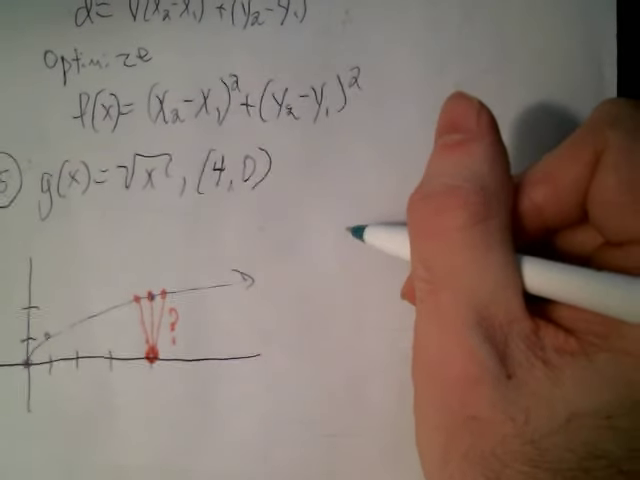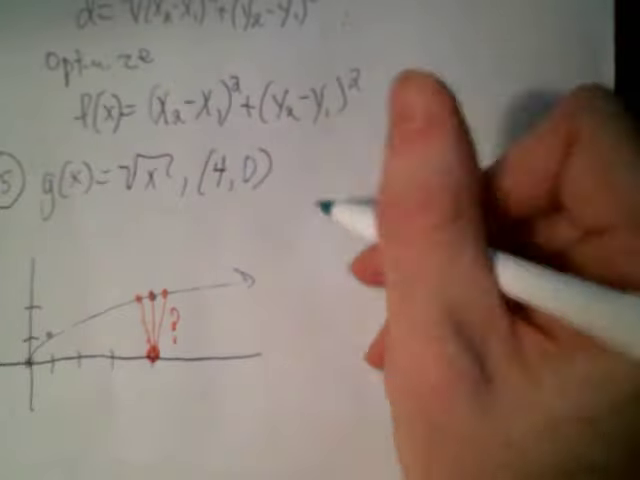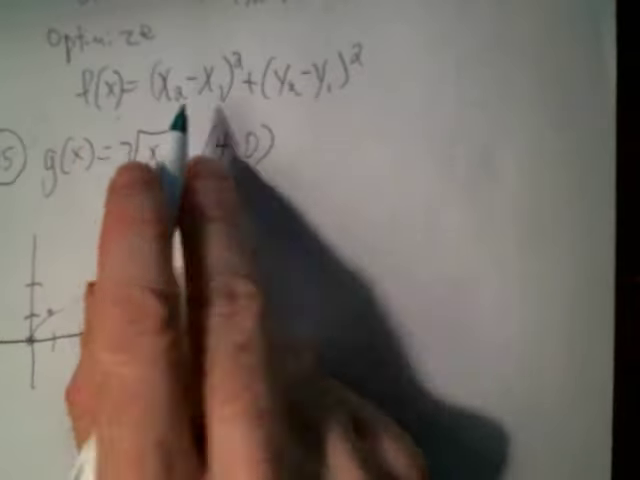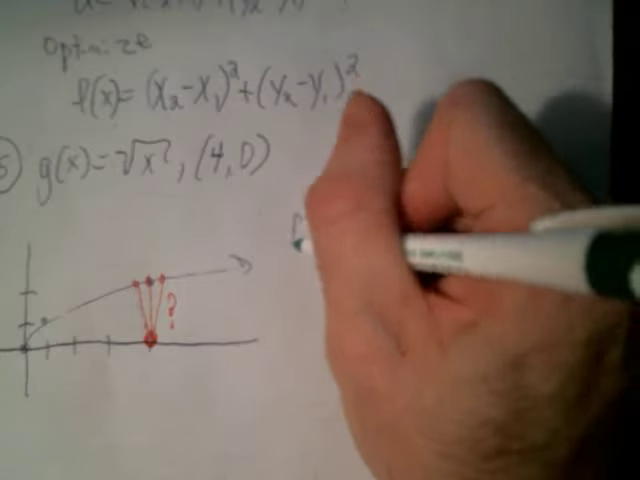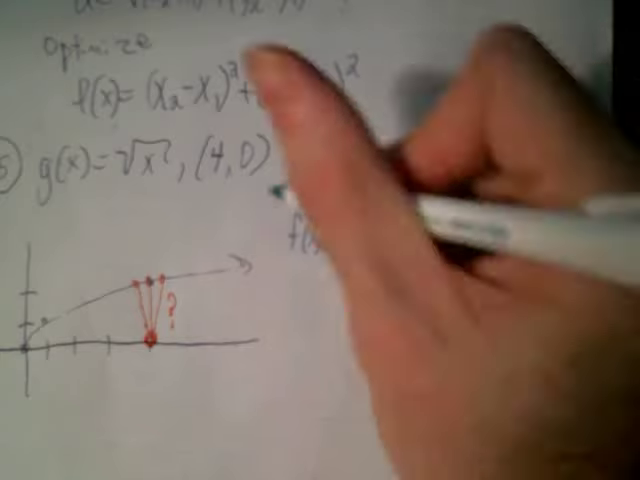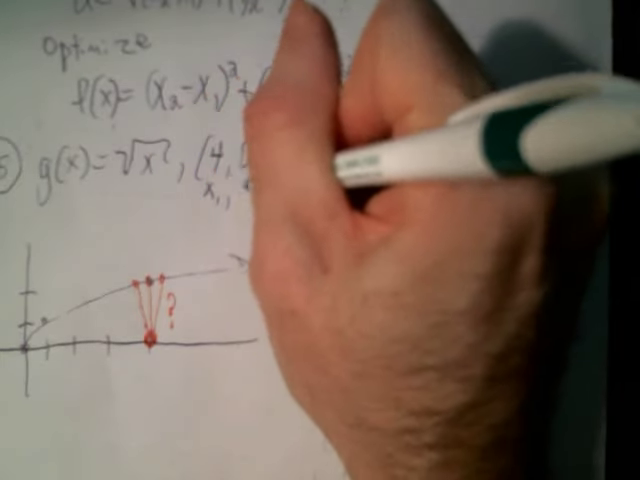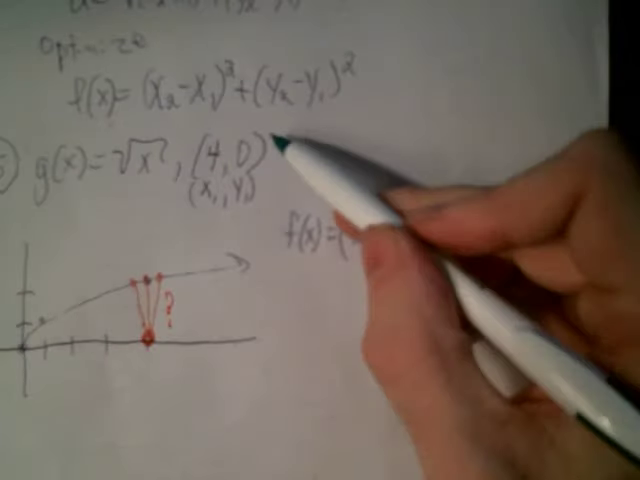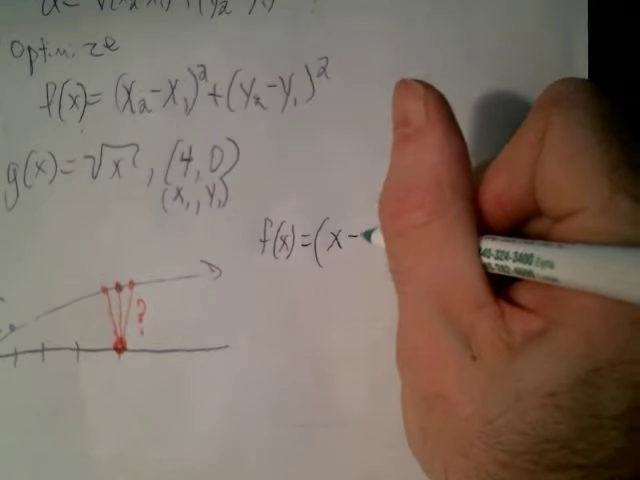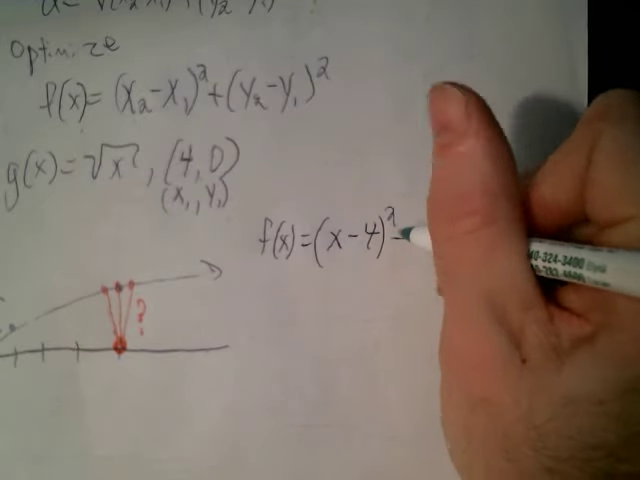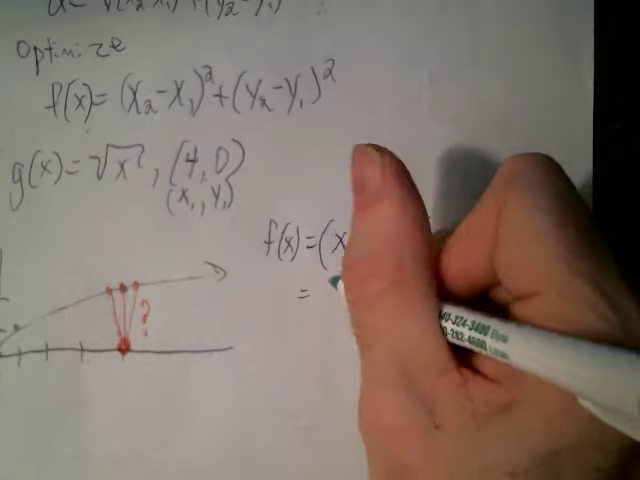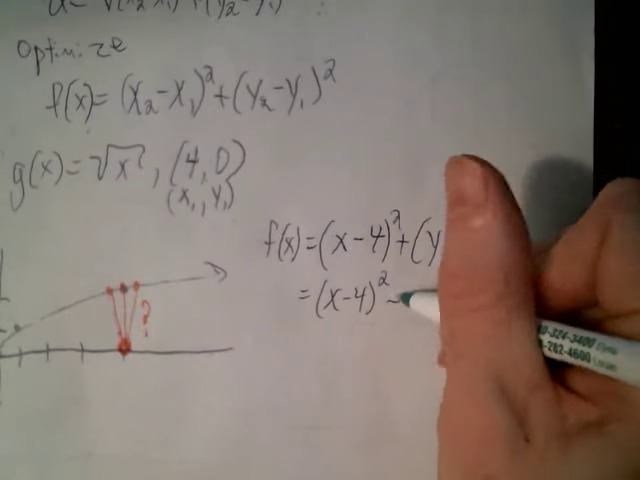And so what are we doing? We have our constraint formula, square root of x. The thing we're optimizing, we're just going to use the square of the distance formula. So we use this thing. And so what is that? F of x in this case, we'll use this as our x1 comma y1 coordinate. So we'll plug this point into this formula. And so we'll have x minus 4 squared plus y minus 0 squared. So I'll have x minus 4 squared plus y squared.